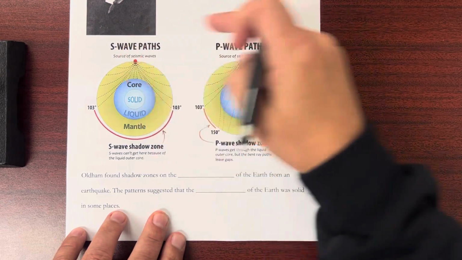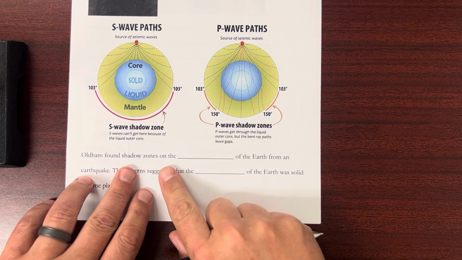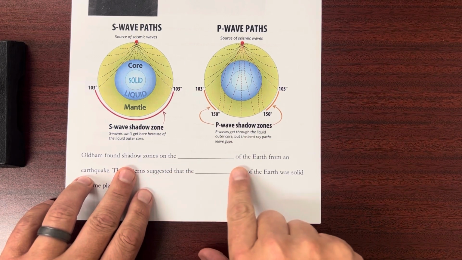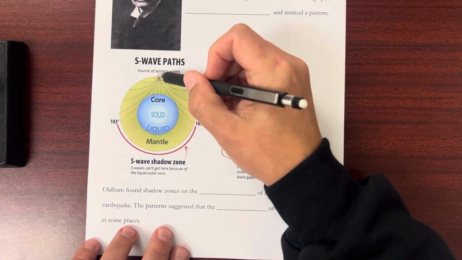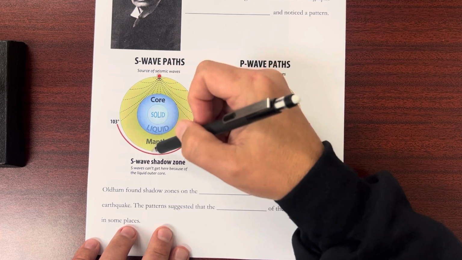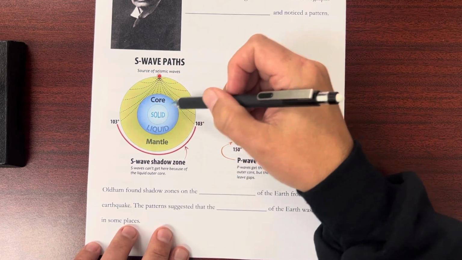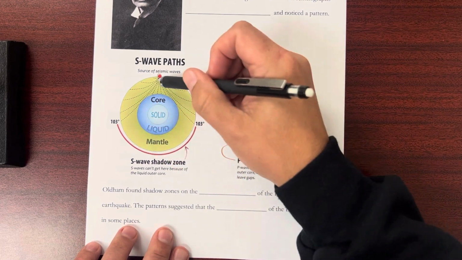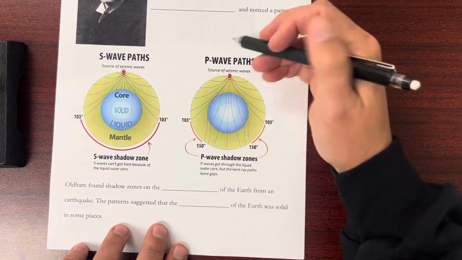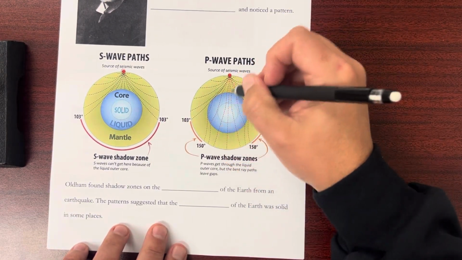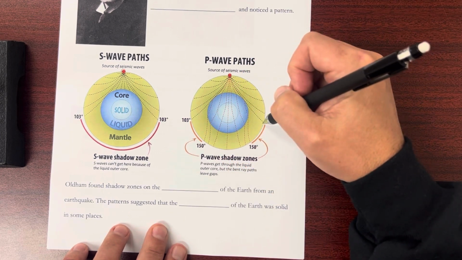So we have S waves and P waves here. And Oldham found shadow zones on the opposite sides of the Earth from an earthquake. So for instance, with the S waves, earthquake happens here. The vibrations could go all the way through the Earth and be detected on the other side with seismographs. But there was this shadow where the vibrations weren't going through. Also with P waves, the vibrations can go all the way to the other side, but they were getting deflected and they were ending up in different areas than they should.